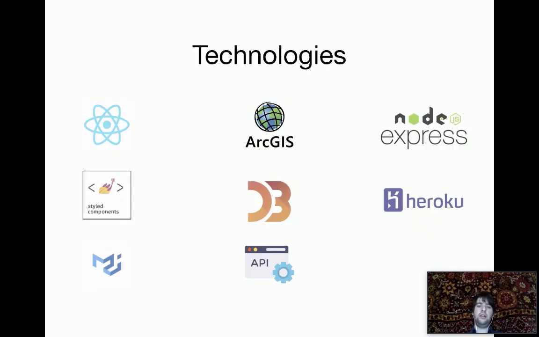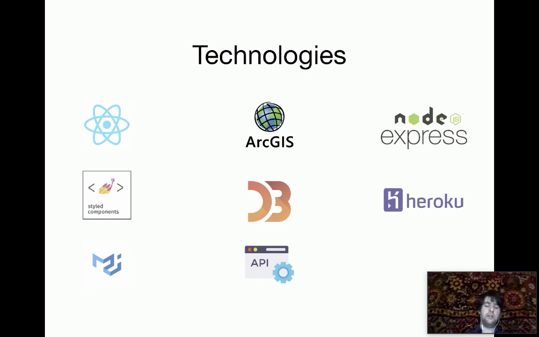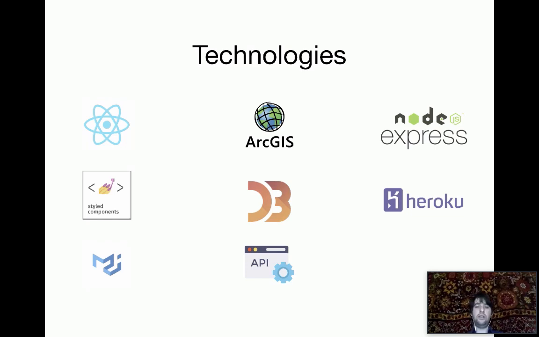Here is a list of the technologies that played a great role in our development. On the front end, we used React, styled components, Material UI, D3, and the ArcGIS API to create a smooth user experience. On the back end, we used Express and Node, as well as the News API and the Coronavirus Tracker API. Finally, we used Heroku to deploy.